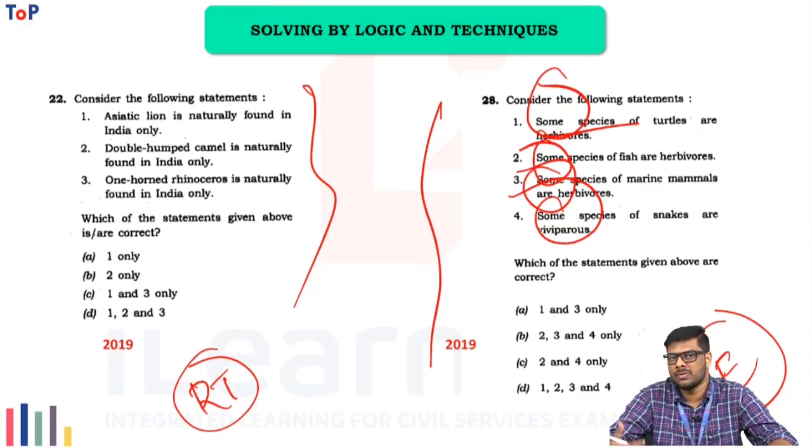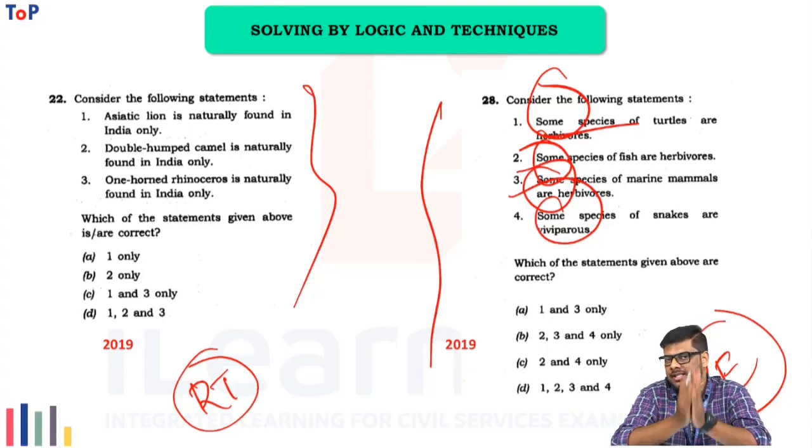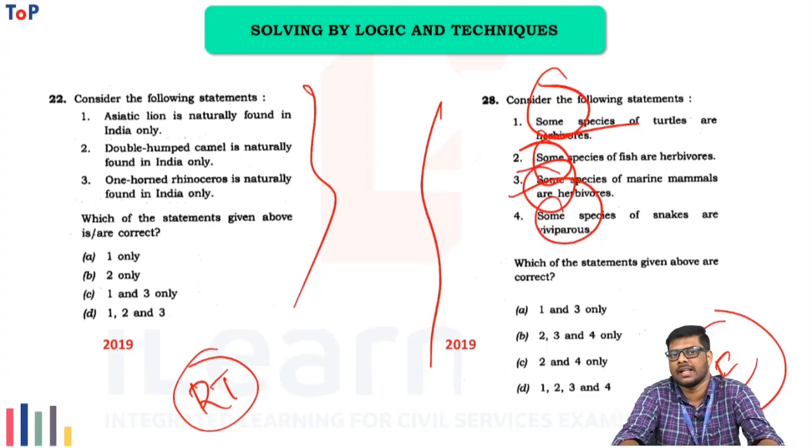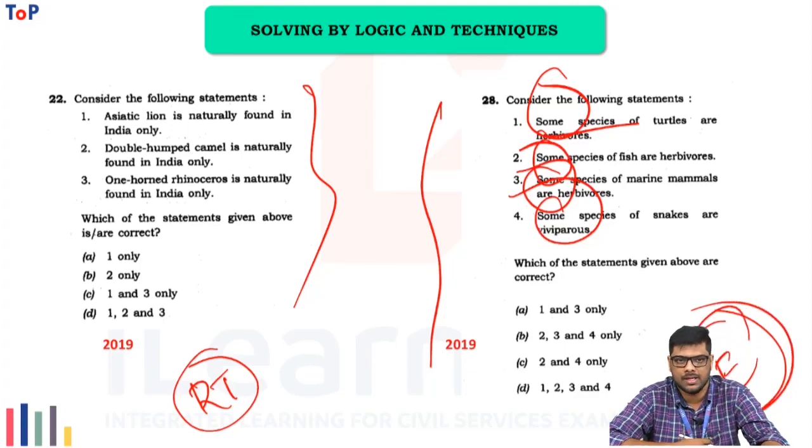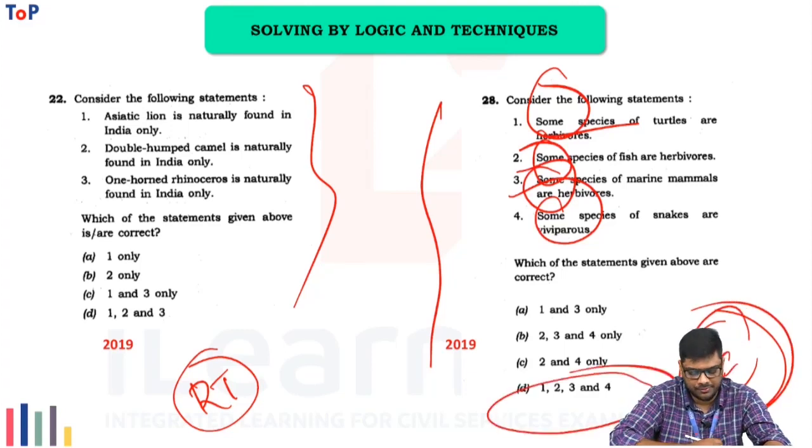No matter whichever be the species, there is some, which is a possibility enhancer, and there is a high chance that some species of a large animal can be herbivore, carnivore or viviparous or whatever it be. So this is a possibility enhancer. Some, can be, maybe. Go for it. Answer would be 1, 2, 3 and 4.